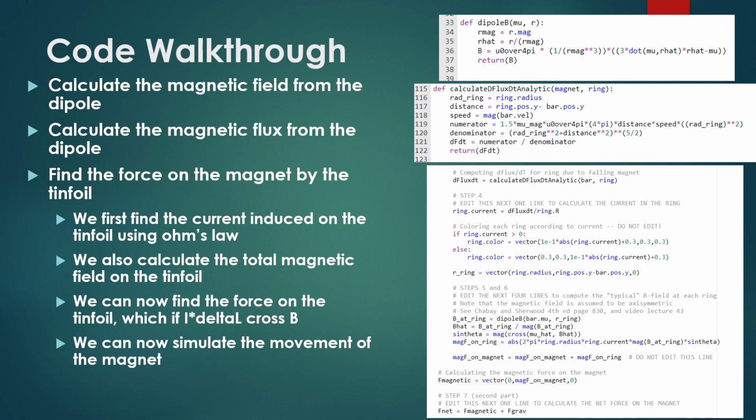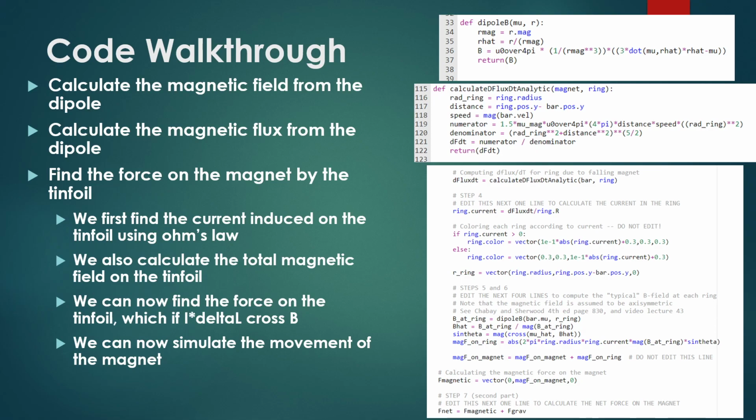Well, first we want to find the current induced on the tinfoil using Ohm's law. We know the EMF from Faraday's law. We divide that by the resistance of the metal, and we find the current. Now we also wanted to calculate the total magnetic field on the tinfoil. So we use the Biot-Savart law using the first definition we found up top, and we found the magnetic field on the tinfoil from the magnet.